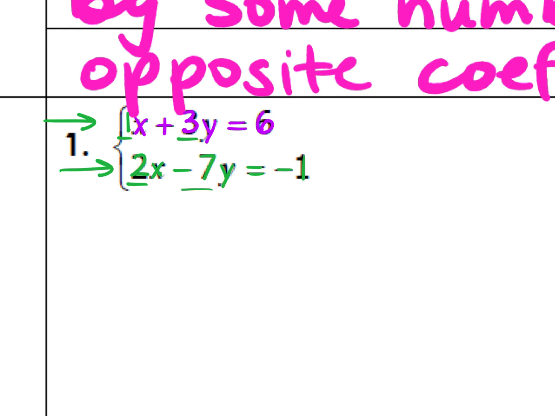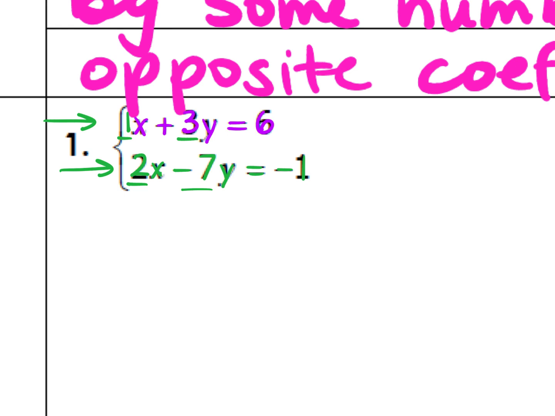So ignore your y's for now. Your x's, you have a 1 and a 2. Are those opposites? No. Okay, ignore your x's. Your y's have a 3 and a -7. Are those opposites? No. One's positive, one's negative, but they're not the same number. Remember, if we want to add them together, we want it to equal 0. So they have to be 7 and -7, or 3 and -3. These are not, okay? So what that means is we have a little bit of work to do to get it to a place where we can do that.